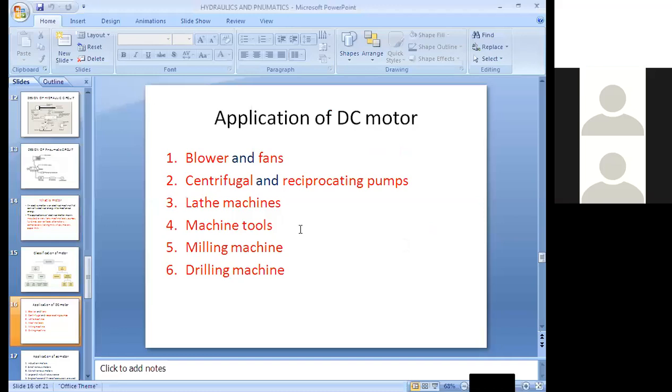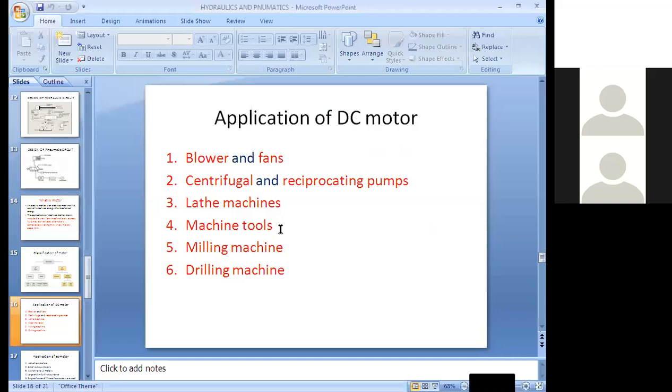And the lathe machine in the machine shop. In the 4th semester or maybe 3rd semester you have a machine shop lab. The lathe machines there work with the help of direct current motors only. The machine tools we use in the machine shop lab also work with the help of DC motors only. And milling machines and drilling machines too, whatever operations we do in the machine shop lab, maybe drilling, maybe milling, or different operations on the lathe.